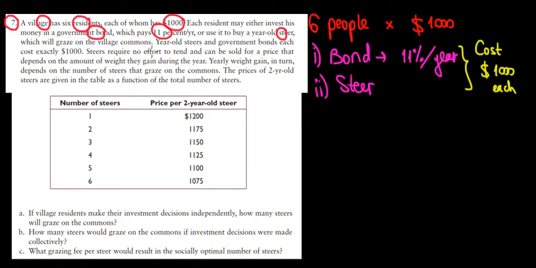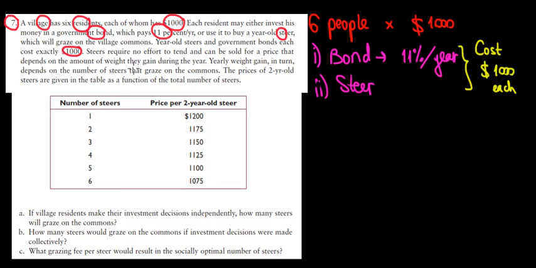Now what is a steer? That's an animal. And what do they mean by village commons? Well, there's a field probably with grass where this animal can eat, and the more it eats, the bigger it can get and the more money it can be sold for. That's the intuition. Now the investments, the steers and the government bonds, each cost exactly $1,000.